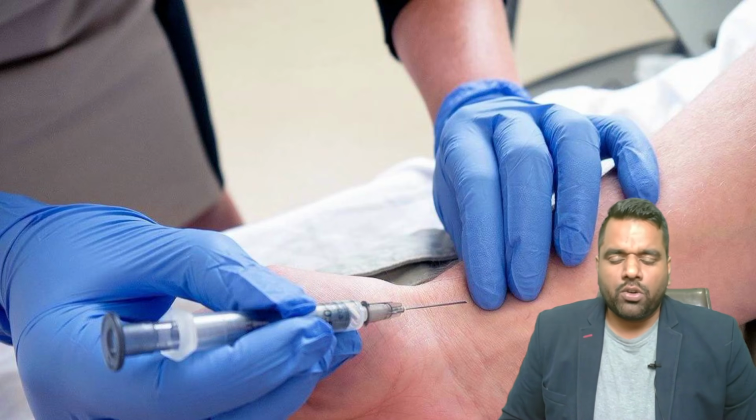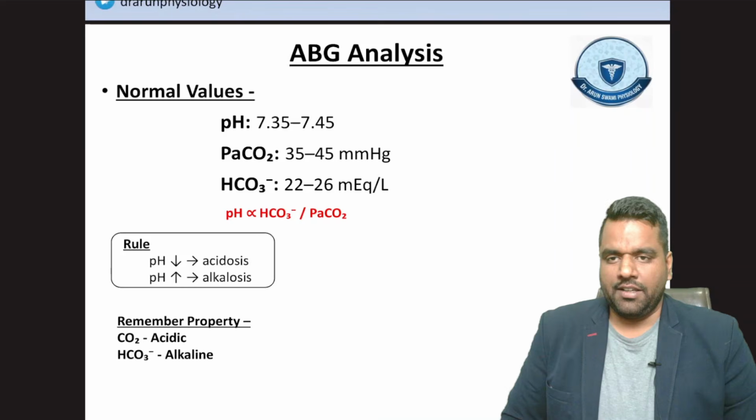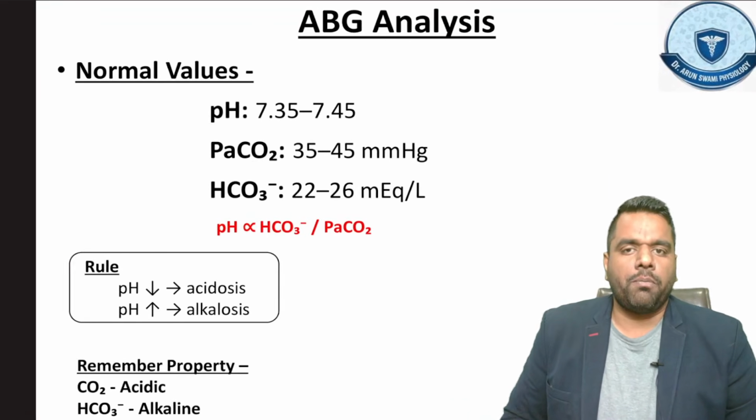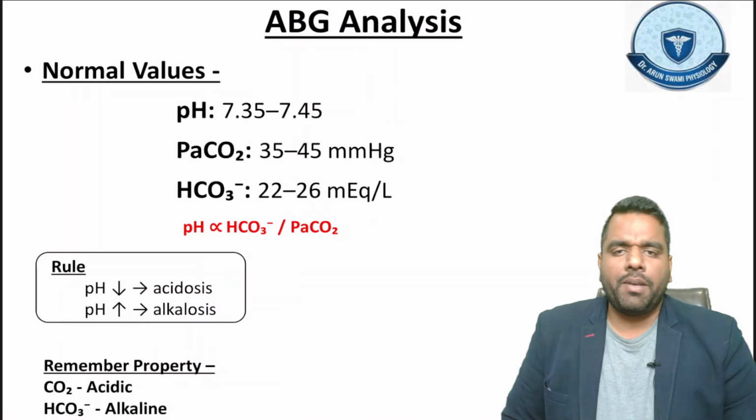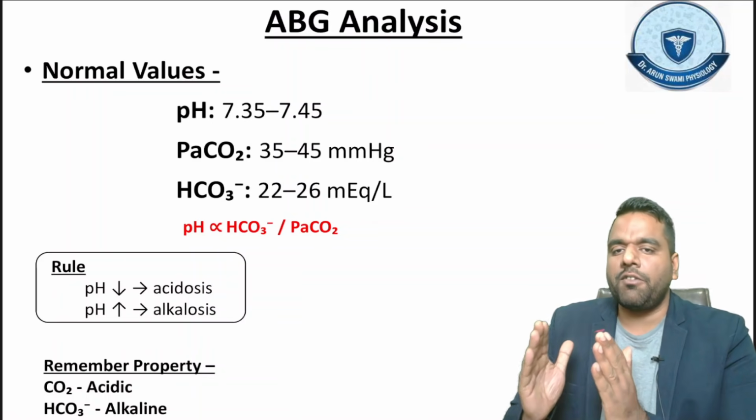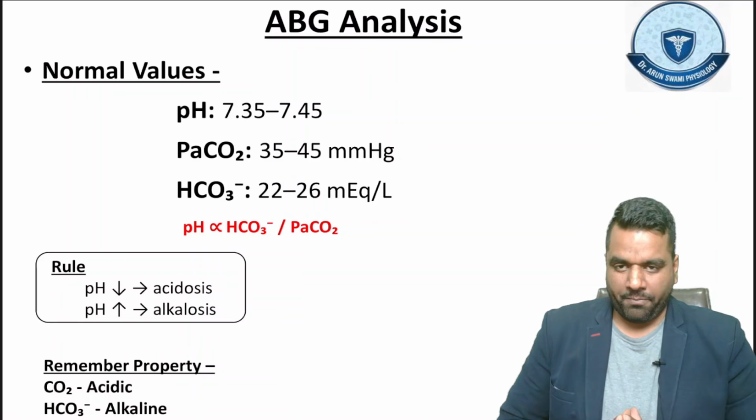Now let's talk about this ABG analysis. So guys, the normal values for the blood: if you check the normal pH level of the blood, it ranges between 7.35 and 7.45.